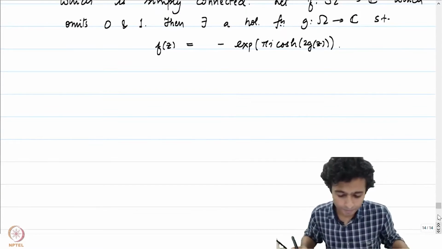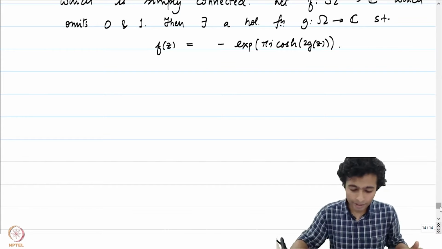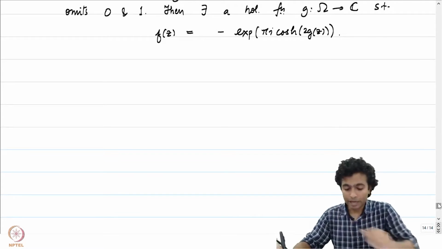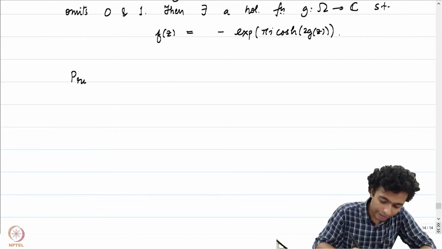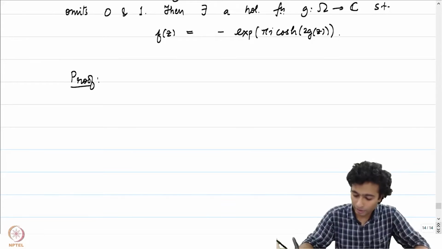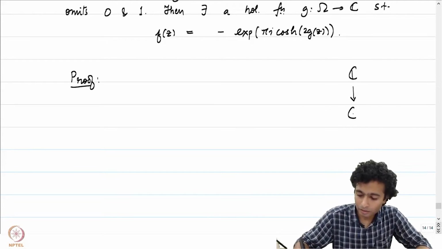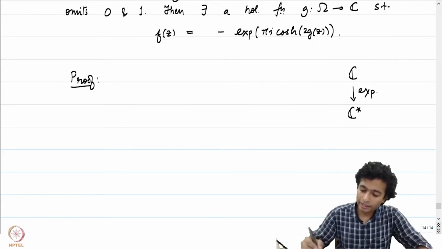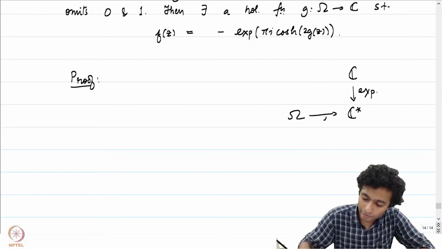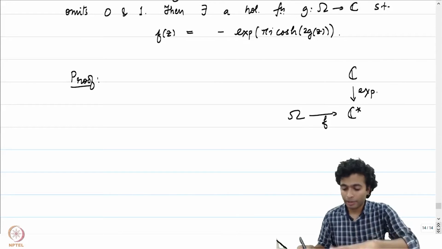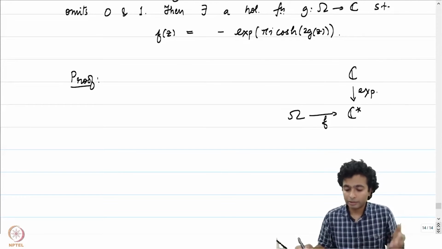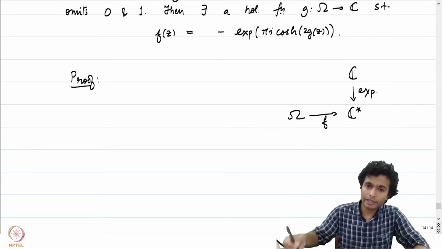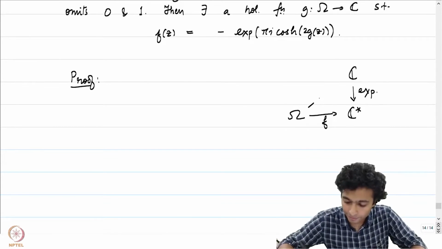Let's give a proof of this. The moment it omits 2 points, we are forced to have some function g such that f can be written in this manner. Let's see why that is the case. The first observation is that if you consider the exponential map from C to C star, this is a covering map, which we have already noticed, and f is now a map from omega to C star. Now, omega being an open set is also locally connected, and hence open, connected, locally connected, simply connected, all this is satisfied. There exists a lift.